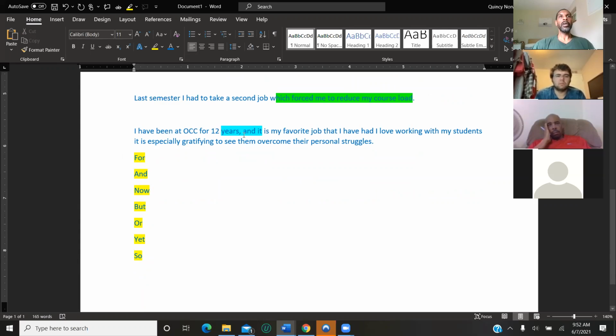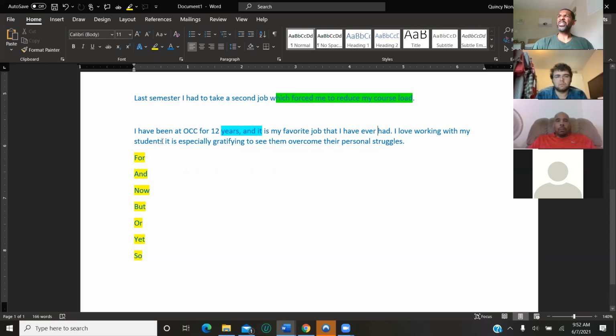So here's one way to fix. I have been at OCC for 12 years. Here's the end of one independent clause, or one complete sentence. And instead of only using a comma, we're going to use a comma and a coordinating conjunction. I have been at OCC for 12 years, and it is my favorite job that I have ever had. Another way to fix run-ons is separation. Make one sentence into two sentences. I have been at OCC for 12 years. It is my favorite job that I have ever had. I love working with my students.